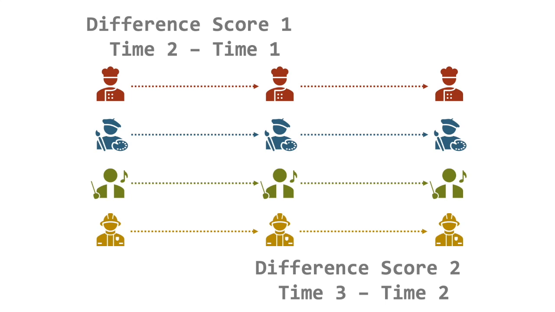But actually how ANOVA works is it's going to be working with difference scores, just like the paired samples t-test. Repeated measures ANOVA uses the difference scores, but now instead of just one difference score that we had in the t-test, we now can have 2 or more. So difference score 1 would be time 2 minus time 1. And then difference score 2 would be time 3 minus time 2. So now we have a couple different scores that we're working with.